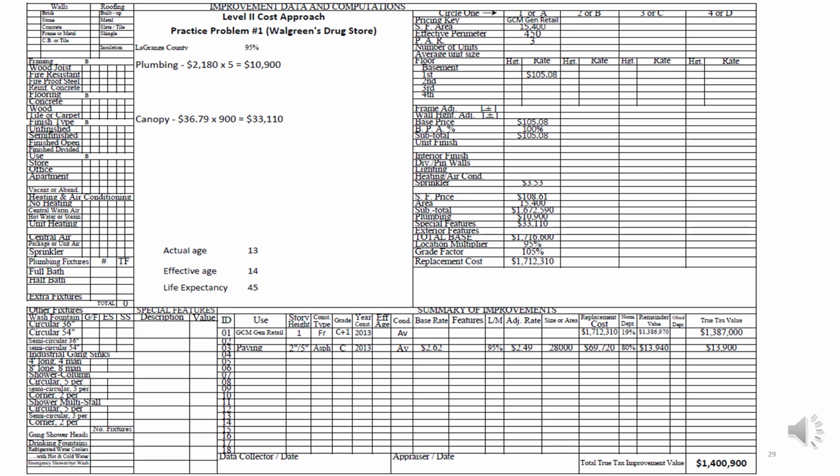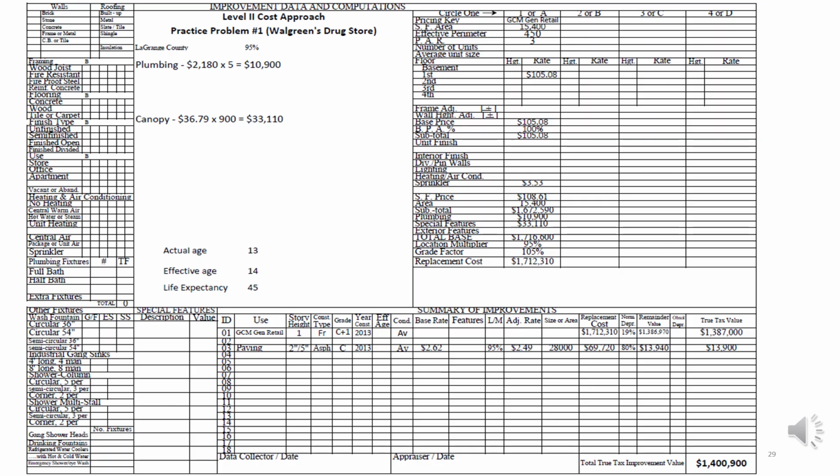The next item that I come to is going to be for my special features. If you remember, the problem told us we had a canopy. So I'm going to be in Appendix G, Schedule E. I'm going to go under Canopies, Commercial Type, and it told us that it was an average with finished soffit. So we should find a base rate of $36.79. I'm going to take that times my 900 square feet, and I'm going to get an adjustment of $33,110.